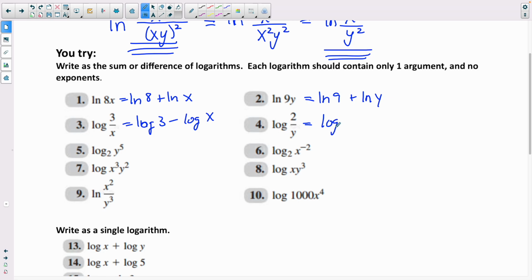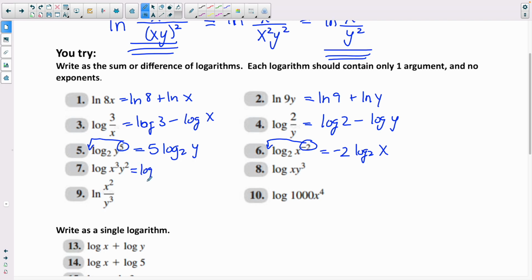Log 2 over y is log 2 minus log y. Log base 2 of y to the 5th. This means we're going to move the exponent to the front. This is 5 log base 2 of y. This will move to the front: negative 2 log base 2 of x. So again, notice what's inside my logarithms as arguments. 8, x, 3, like it is one term. Okay, one term. Log x cubed y squared.